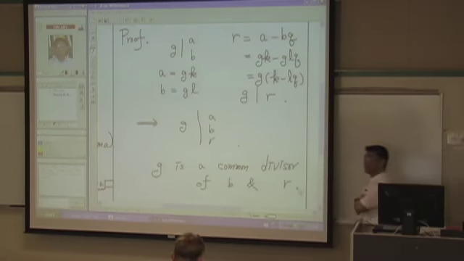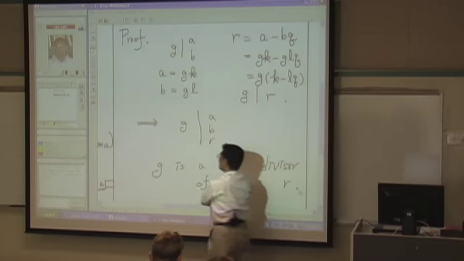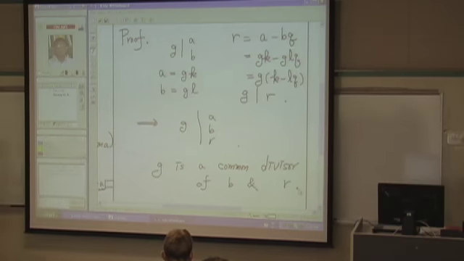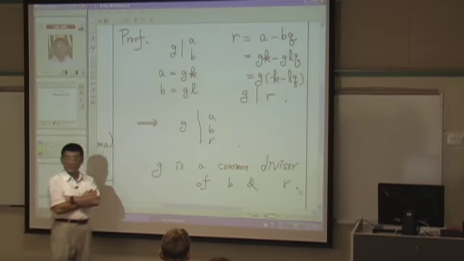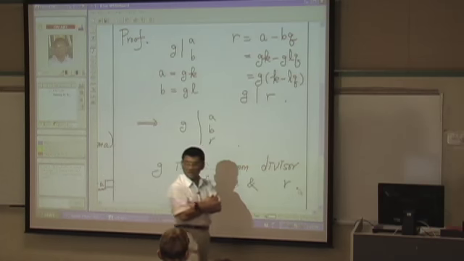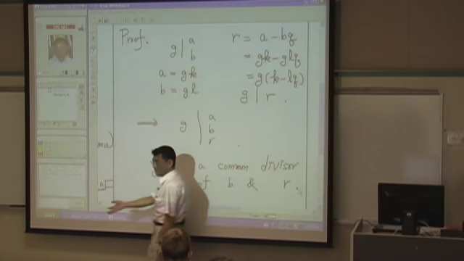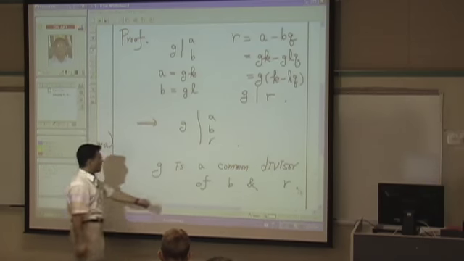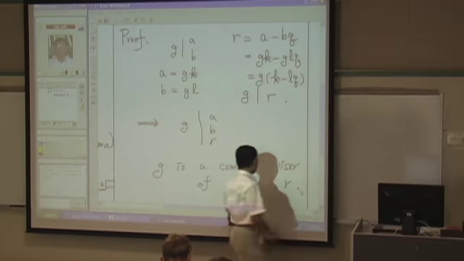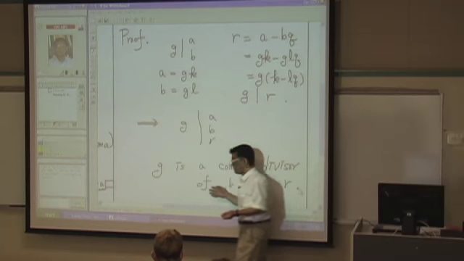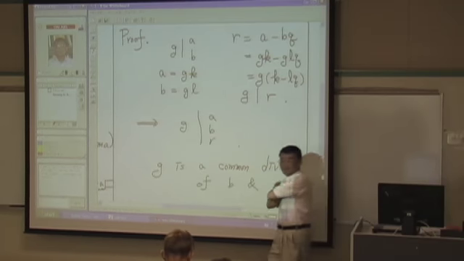Any questions up to this point or not? Then I will challenge you. Is this enough, or do we need to do something to make it complete? Can you stop here, or should we do something to finish the proof? What is your opinion? We don't know if it's the biggest. That's the key, right? Greatest common divisor. This shows that G is a common divisor of B and R. But can there be a bigger number than G dividing both B and R? That is the question.